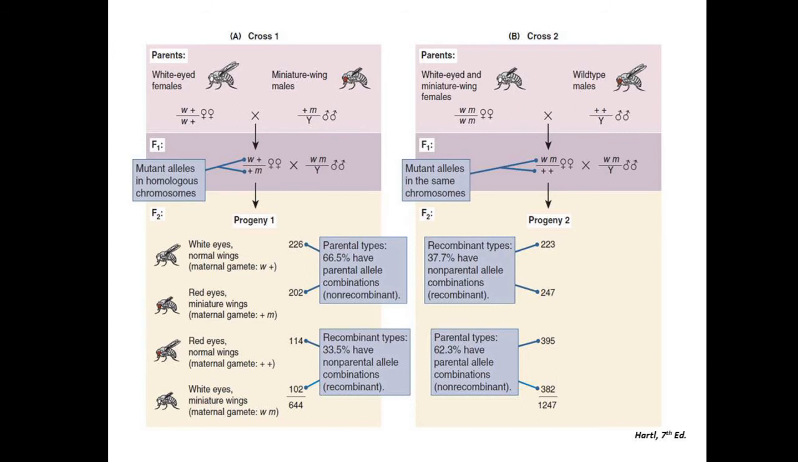Now in the F2 generation, after crossing of F1 with a mutant type male, will give rise to four different types of males.